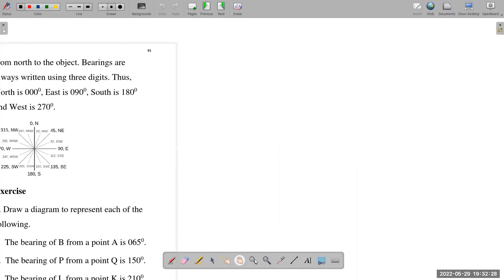So I'm just going to do a quick example. If P is 120 from M, who is the point that we draw first? To be honest, they never really ask you to draw a bearing, but I'm just doing it in case. Who is the point you draw first? Do we draw P first or do we draw M first?